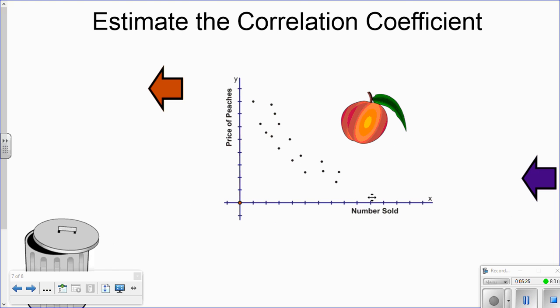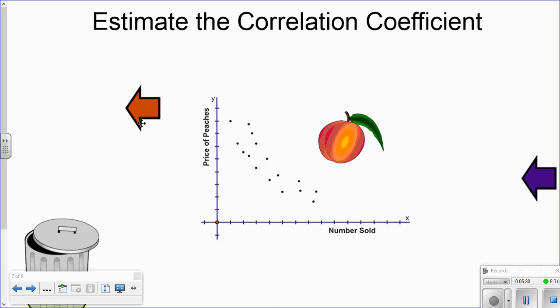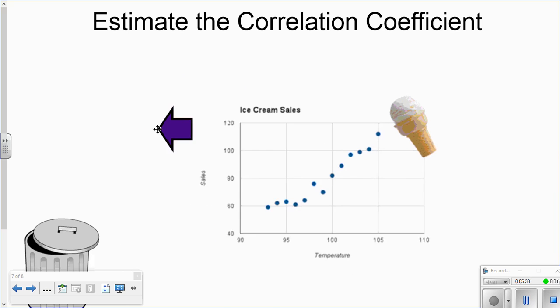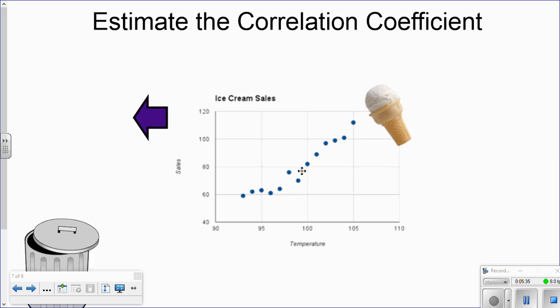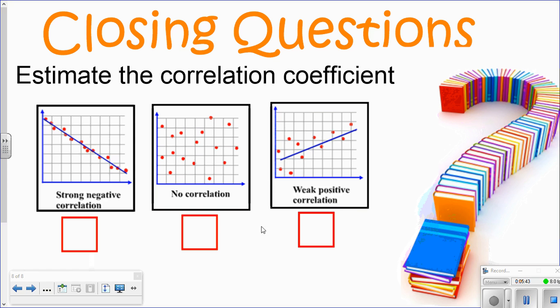Here we have a negative correlation, but they're not super close. I might give it a negative 0.5. And lastly, we have a positive correlation. They're pretty close. I might give it a 0.8. So when we're estimating the correlation, this one is negative and pretty close, so negative 0.9. This one, no correlation, so 0. And this one is positive, but it's not very strong, so I might give it a 0.7, 0.8.